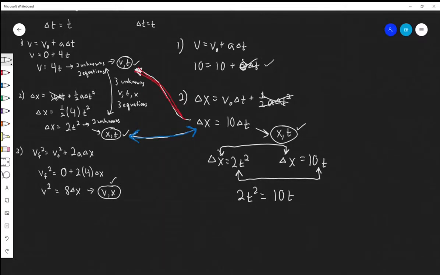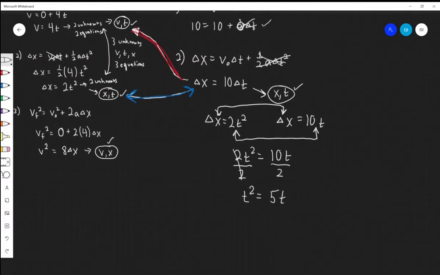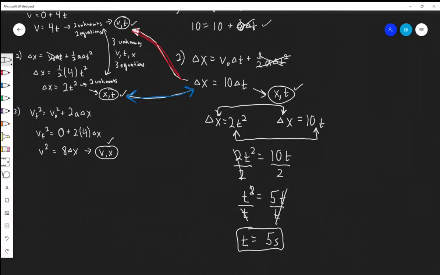So I can divide both sides by 2. That gets rid of the 2 on the left-hand side, and 10 divided by 2 gives me 5. So I have t squared equals 5 times t. I'm trying to get t by itself, so I divide both sides by t. That gets rid of 1t on the left. It gets rid of both t's on the right. So that gives me a t that's equal to 5 seconds. So there we go. I just solved the problem. I found that the time it takes for the cheetah to catch the gazelle is 5 seconds.